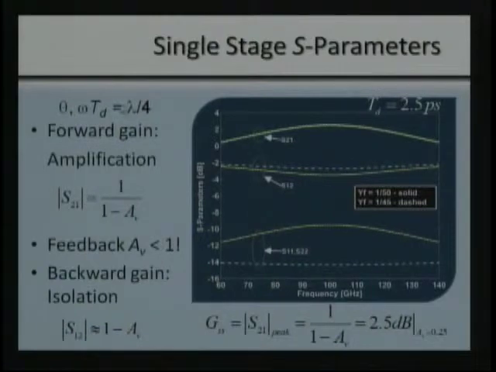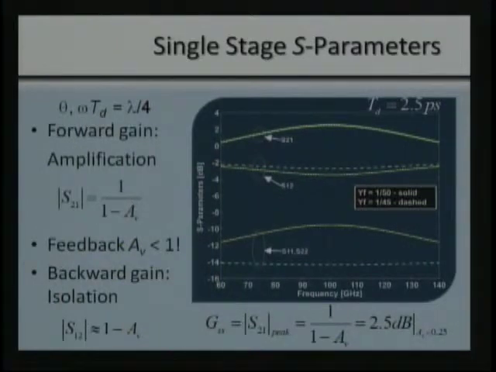Well, when we plug these conditions in, this lambda over 4, this 90-degree matching condition, we get an S21 that simplifies to 1 over 1 minus AV. And if you've taken a control class, what is that? It's positive feedback, right? It's using positive feedback, not negative feedback, which is traditionally what's implemented in RF or even low-frequency amplifiers. We can use this positive feedback to get amplification.